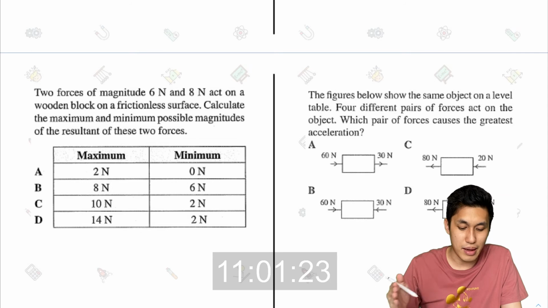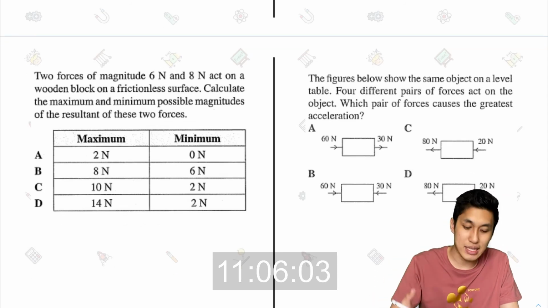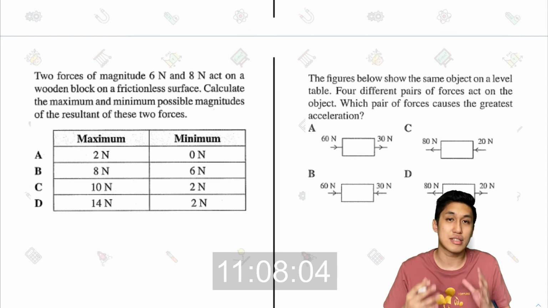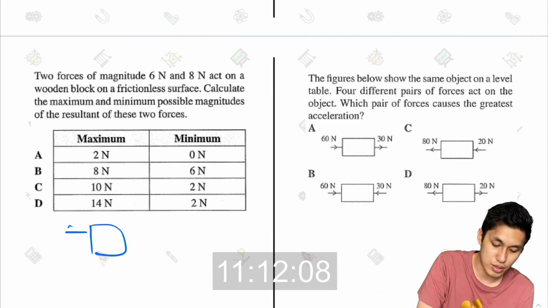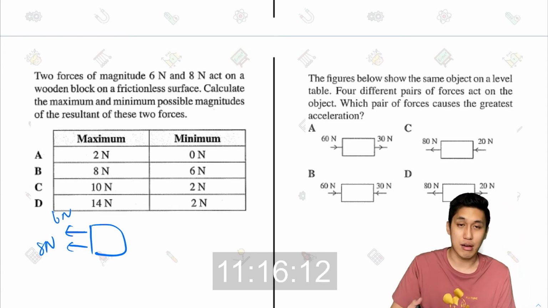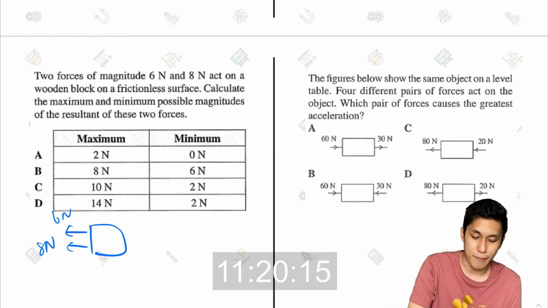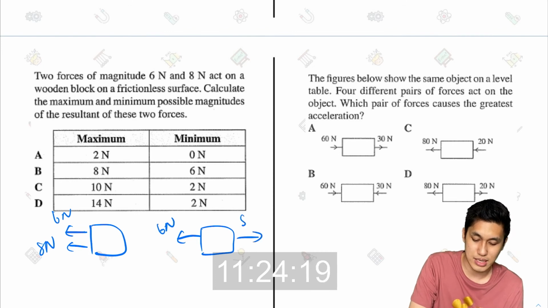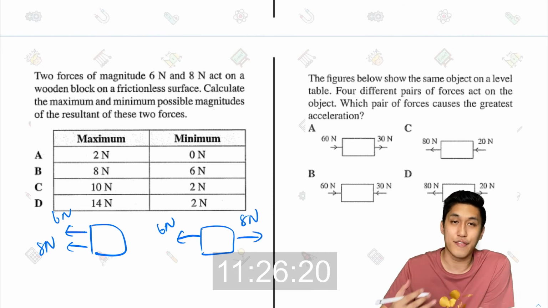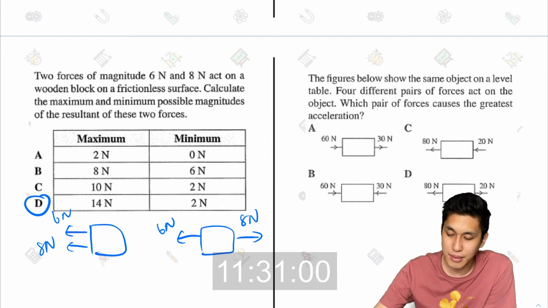The maximum and minimum possible magnitudes of the resultant force are. So the maximum would of course be both of these forces acting in the same direction. For example, in this box, I'll put 6 newtons here and 8 newtons here, and the maximum resultant force would be the total, which would be 14 newtons. And the minimum force would be if they are opposites. So 6 on one side, 8 on the other, and the difference would be 2 newtons, the resultant force. So the answer here is D.